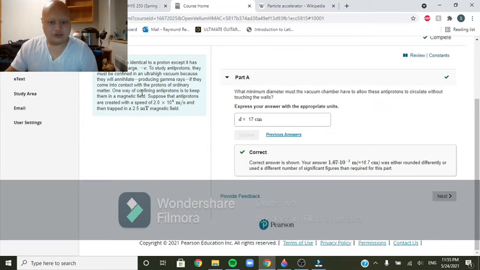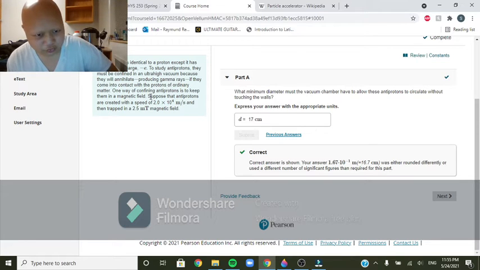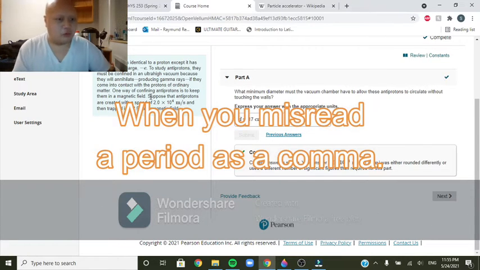Assuming you read the problem in the description, I'll just read it. An antiproton is identical to a proton except it has the opposite charge, negative e. To study antiprotons, they must be confined with an ultra-high vacuum because they will annihilate, producing gamma rays, if they come into contact with the protons of ordinary matter. One way of confining antiprotons is to keep them in a magnetic field.